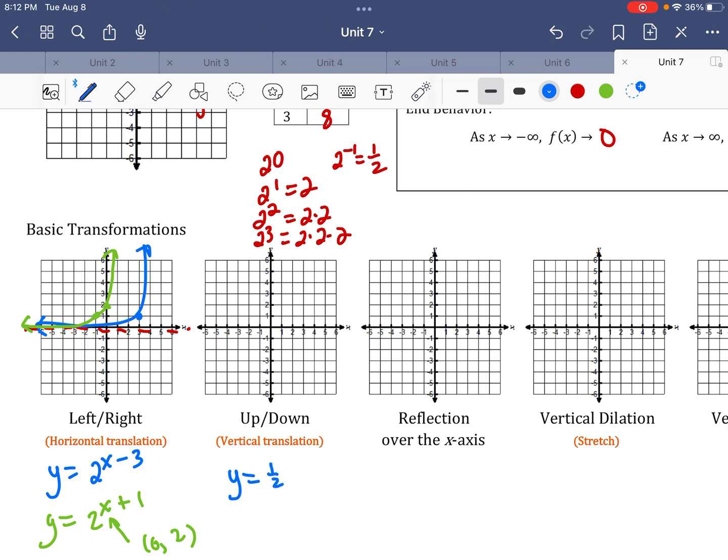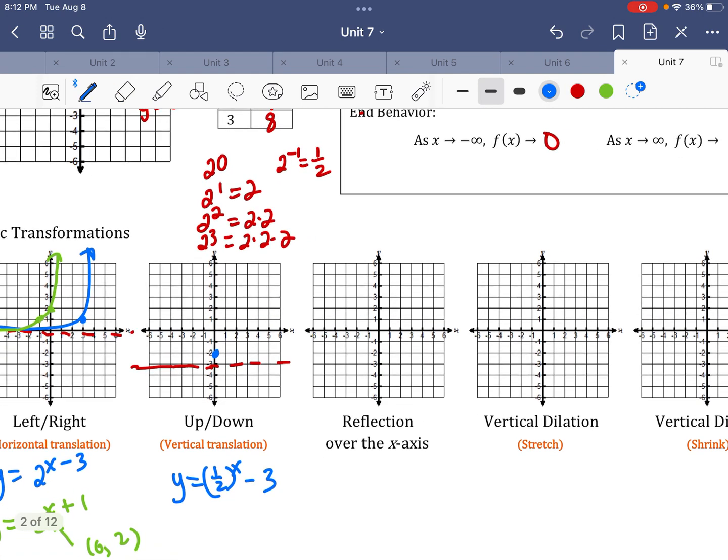If you want to move it up or down, let's do a decay function, like a 1/2. How about 1/2 to the x, and let's move it minus 3. Move it down 3. So this affects the asymptote. So the graph was going to be blocked here, but now everything's getting moved down, so that asymptote is going to move down 3. And basically my point that's right here is also going to move down 3. So down 1, 2, 3, and it's right here.